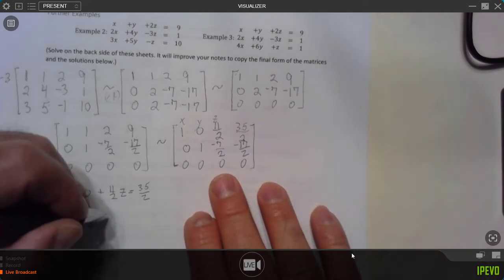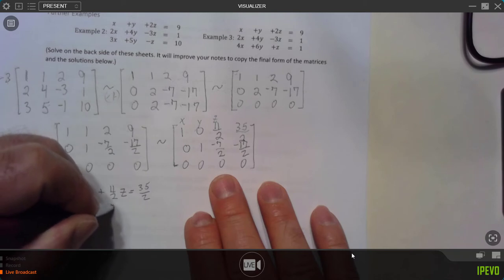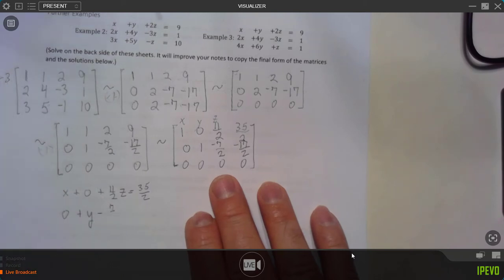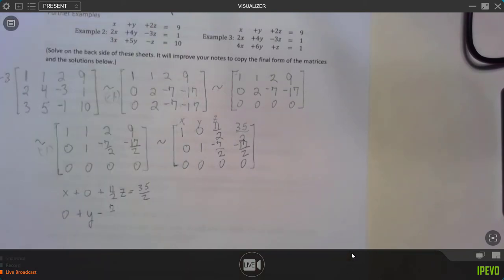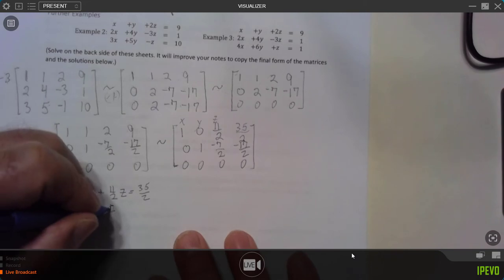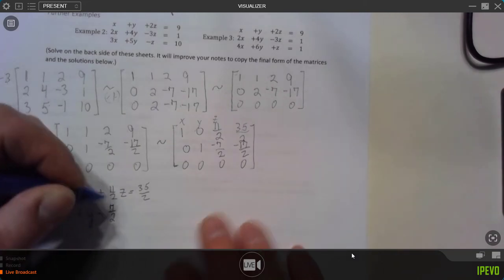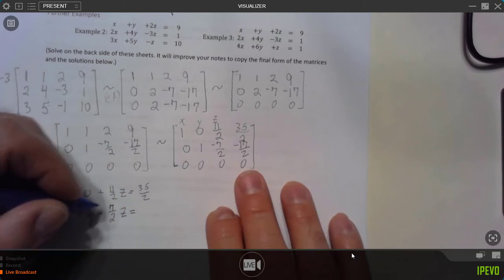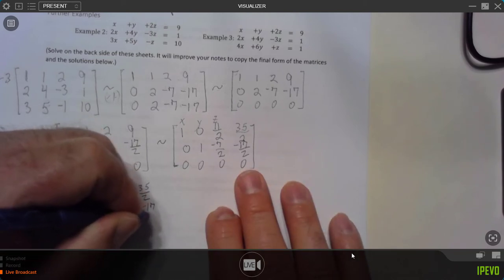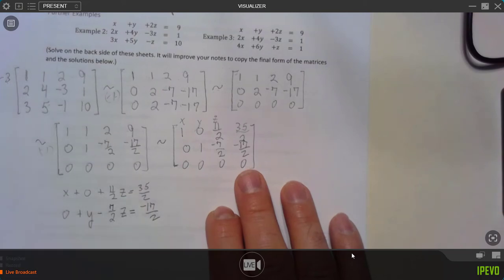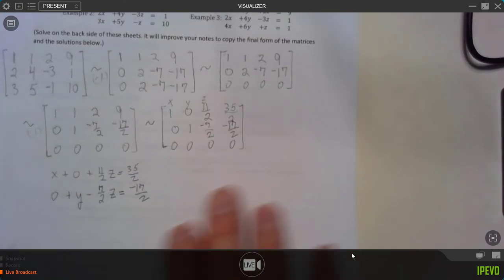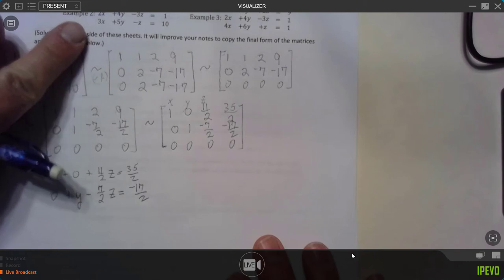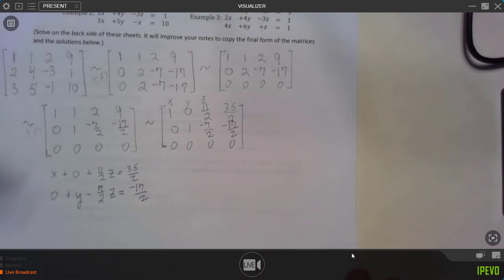Okay, so minus 7 halves z equals minus 17 halves, and I've got a row of zeros, which you may as well just ignore. It doesn't have any information in it.